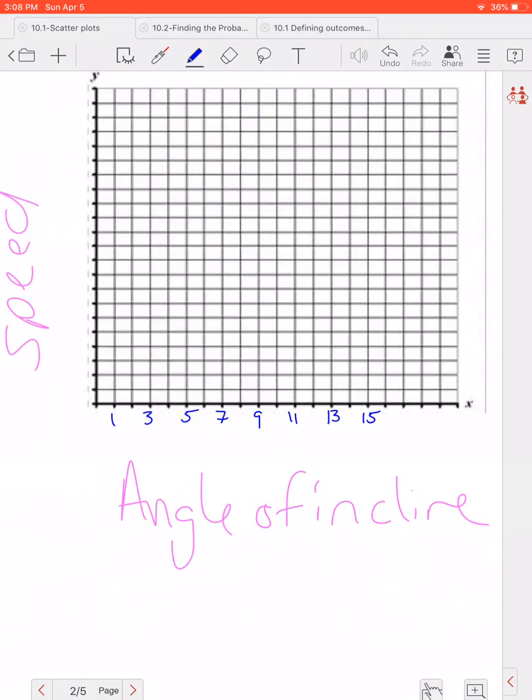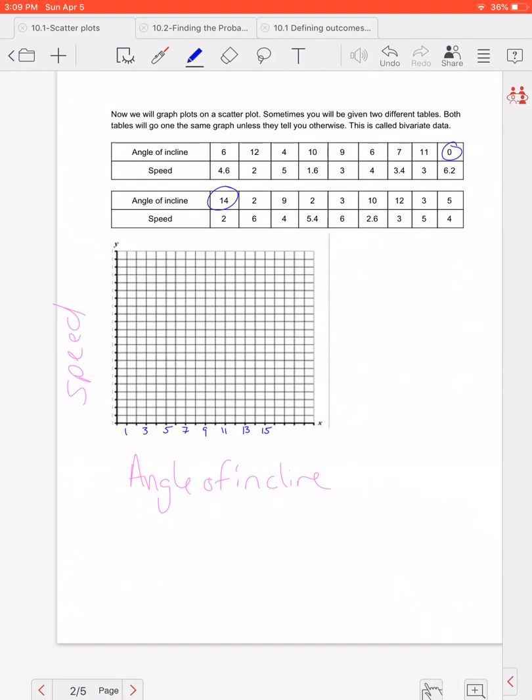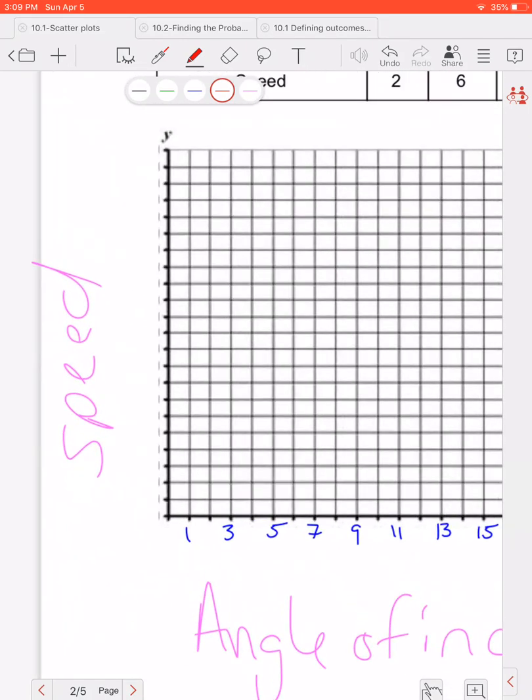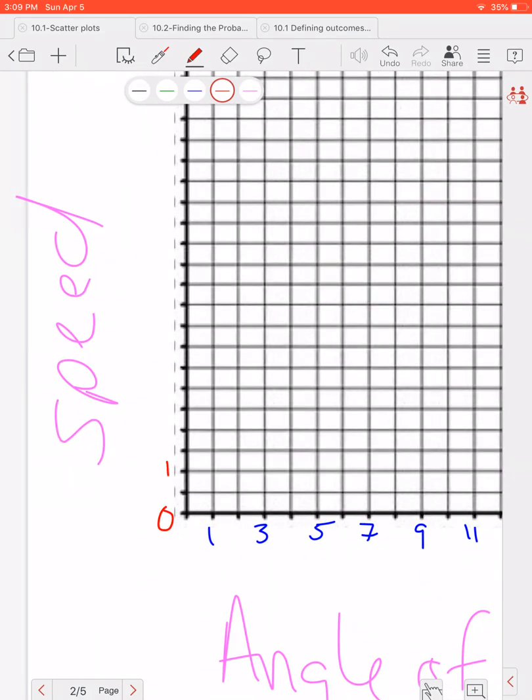Okay. Now I counted just by 2s every other line just so I don't have so many numbers crammed in there. Okay. And then if we look at speed, we have a lot of decimals. Okay. And I'm seeing maybe my smallest decimal is 1.6 and my highest is 6.2. Now since there's some decimals in there, I'm going to skip a line for the half. So we're going to start at 0 and then 1, 2, 3, 4, 5, 6, 7. So each in-between line would be a half.